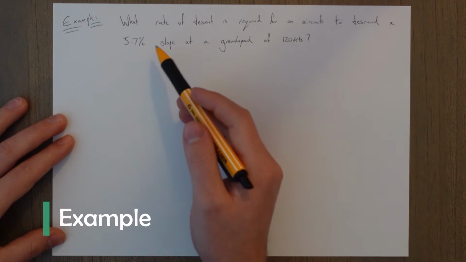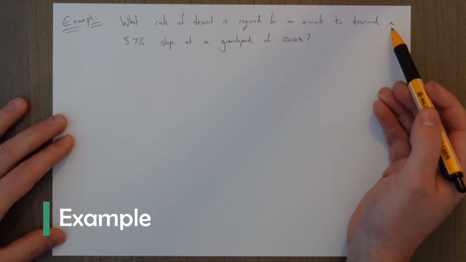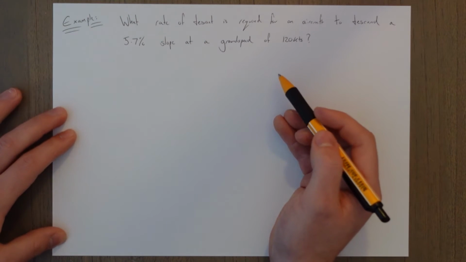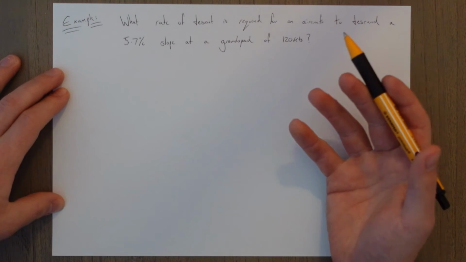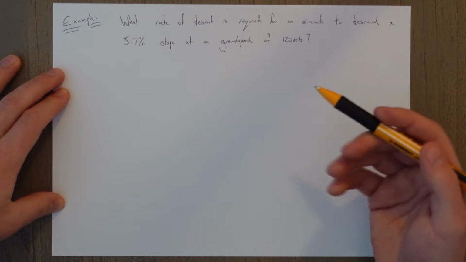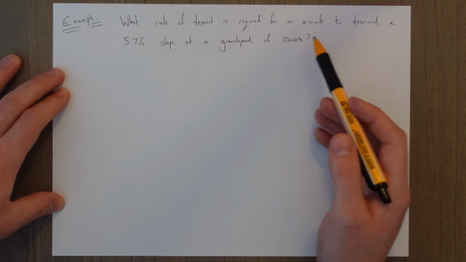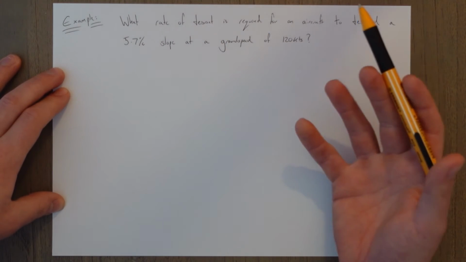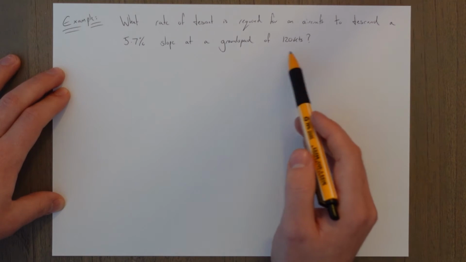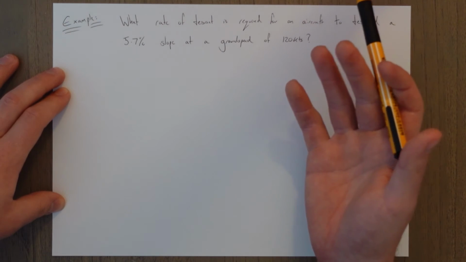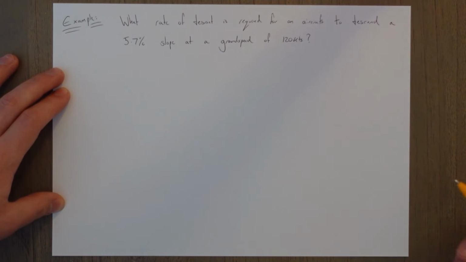So let's look at an example of gradients. What rate of descent is required for an aircraft to descend a 5.7% slope at a ground speed of 120 knots? So we can just use our gradient equation, bearing in mind that we will need to convert from feet. We're looking for a rate of descent which is in feet per minute, and our ground speed will be in nautical miles per hour. So we need to convert that into feet per minute first, and then we'll be able to figure out the answer.